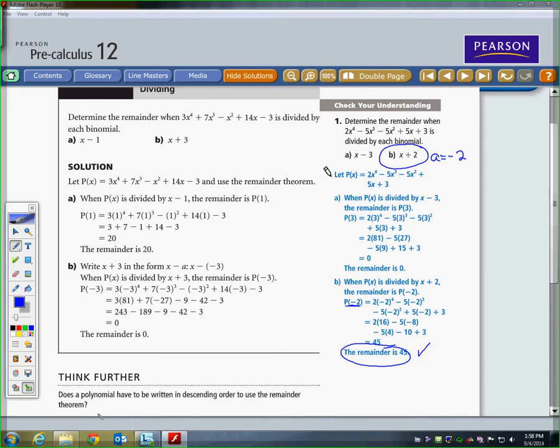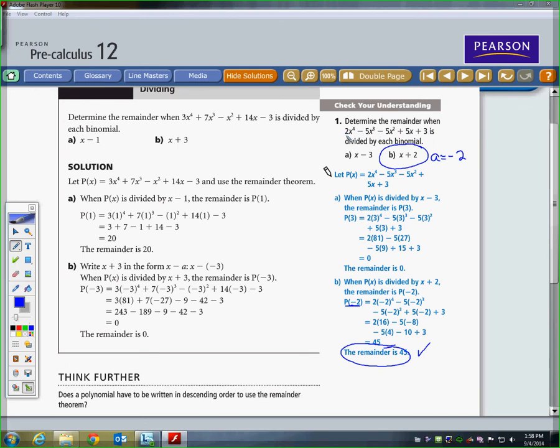Question on the bottom says, does a polynomial have to be written in descending order to use the remainder theorem? Looking at this question that we just did, it is written in descending order, isn't it? This is x to the fourth, x to the third, x to the second, x to the first, and then x to the 0. So this is written in descending order.